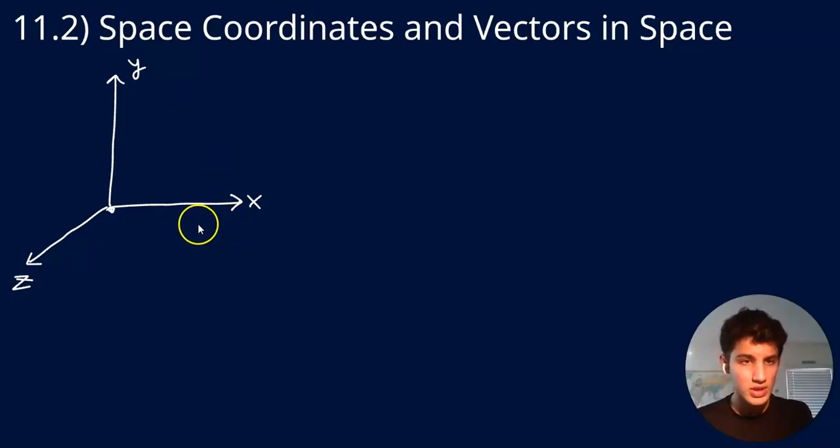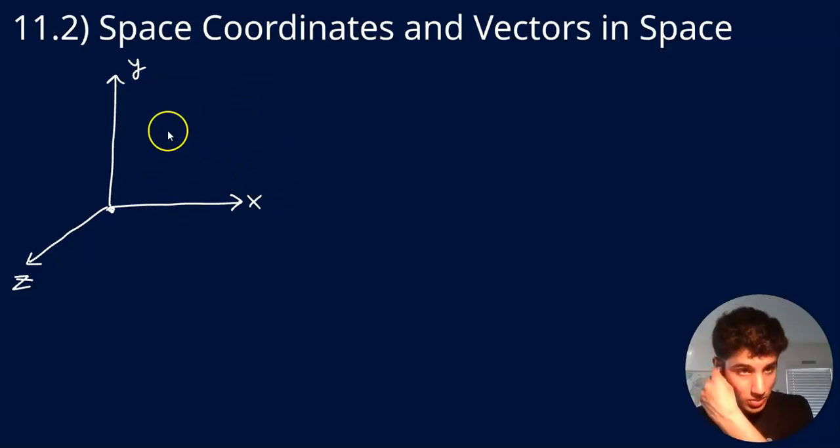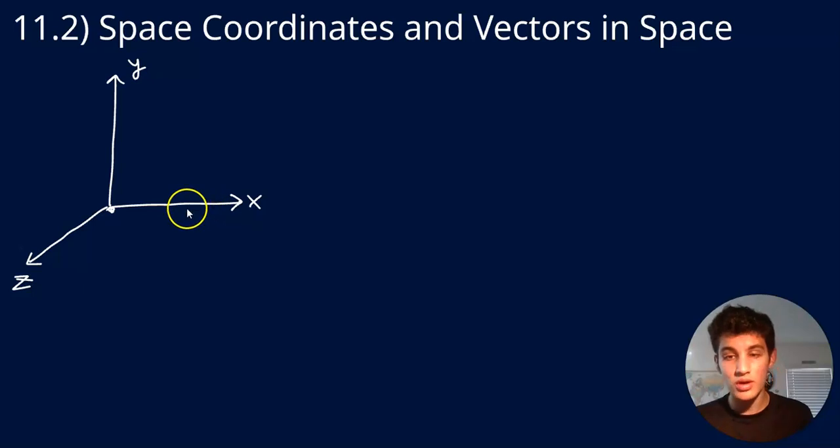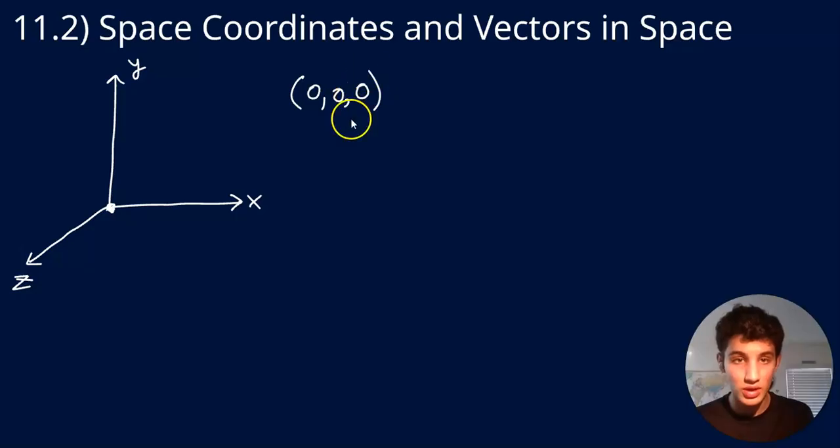Okay, now what do we do with this? Well, remember how we used to define points in the XY plane? You'd first give your X coordinate, then you'd give your Y coordinate. Now, as you might guess, we just add a Z coordinate. So this point over here, what's this called? It's the origin. That would just be 0, 0, and then 0 for the Z coordinate.